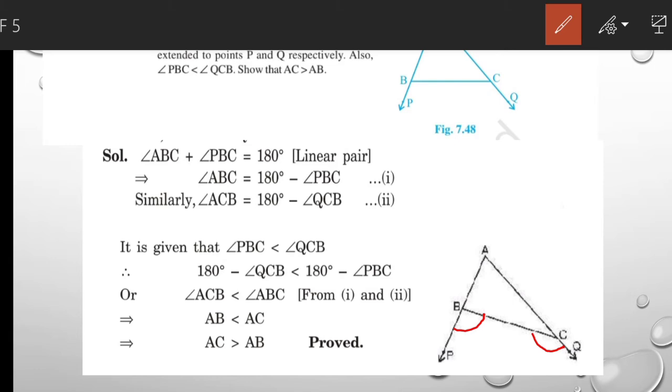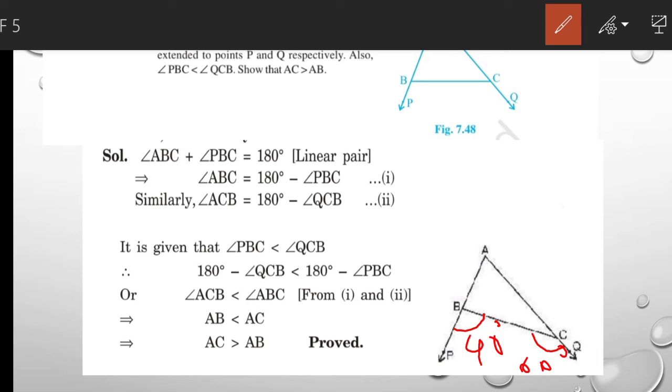So suppose angle PBC is less than angle QCB. Say angle B is 40 degrees, so angle C will be 60 degrees. We can say that angle B is less than angle C.